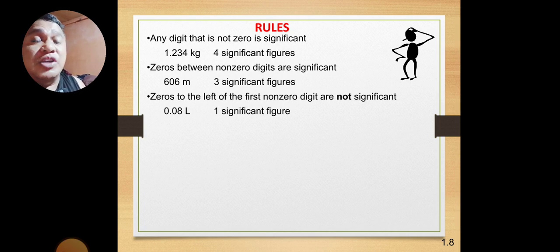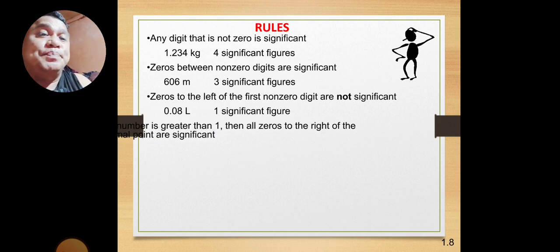So for example, di ba, 0.08 is less than 1. So ang 0 is not significant, and after sa decimal point, the 0 to the left of the non-zero digit is not significant. So meaning to say, sa Bisaya pa, ang kanang mga zero after sa decimal, if the number is less than 1, are not significant. So 8 is the only significant digit in 0.08.